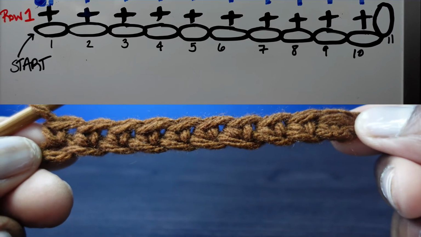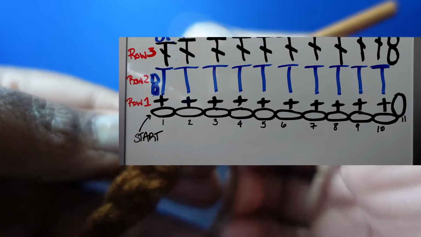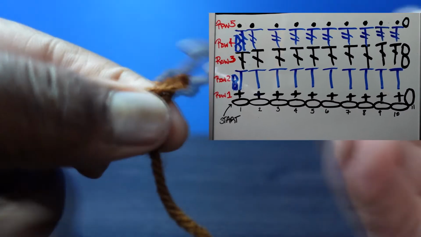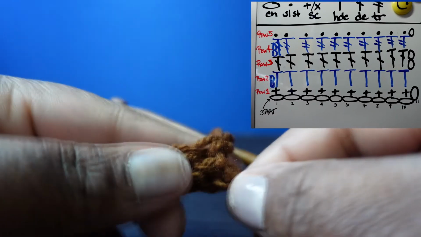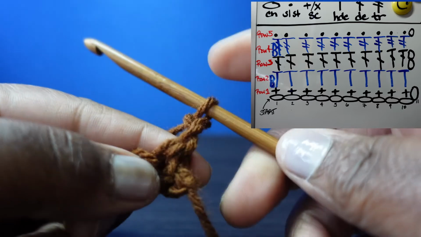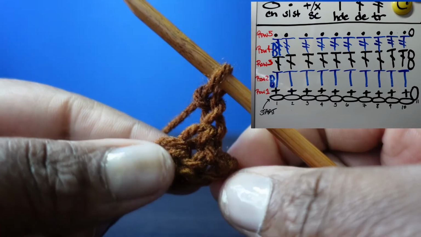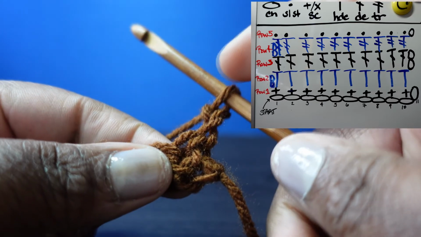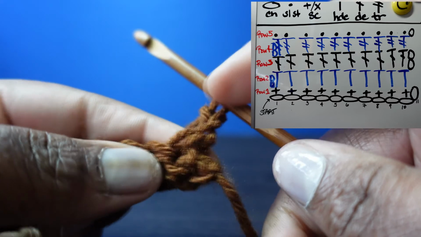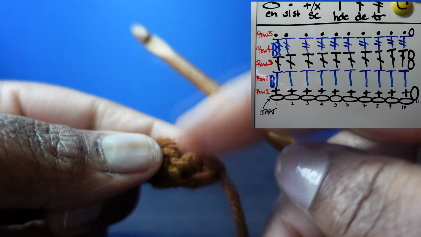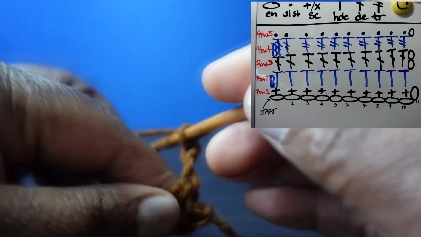Alright, so that is row 1. Now we're going to turn our work and chain 2. 1, 2, and now we're on row 2. Remember, row 2 is in blue. And so remember that we're moving on to the half double crochet, but we're going to put our first half double crochet into the same stitch that that chain 2 is coming out of. So that very first same stitch, that's where we're going to put our half double crochet.